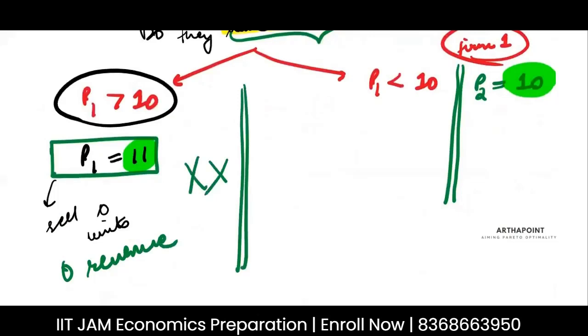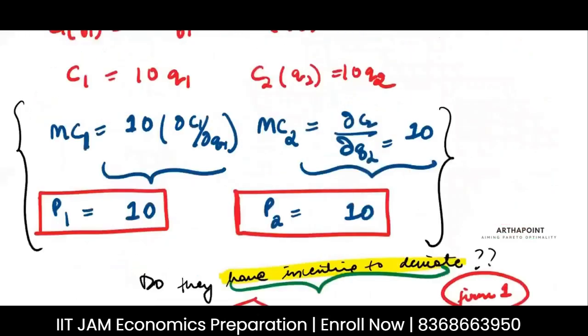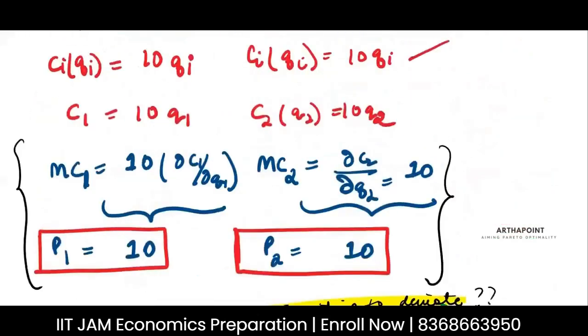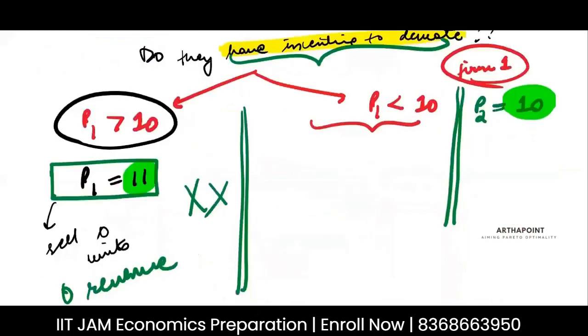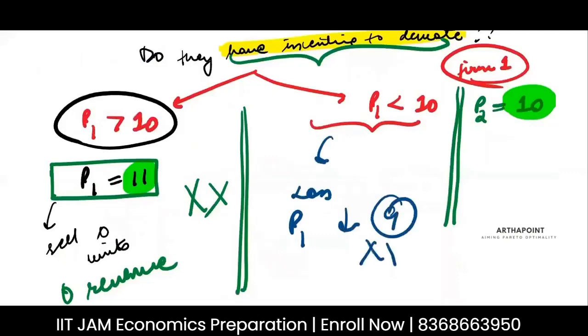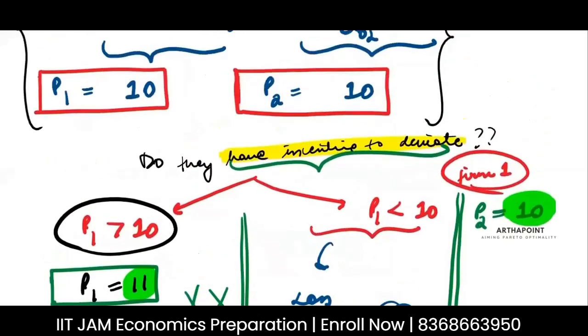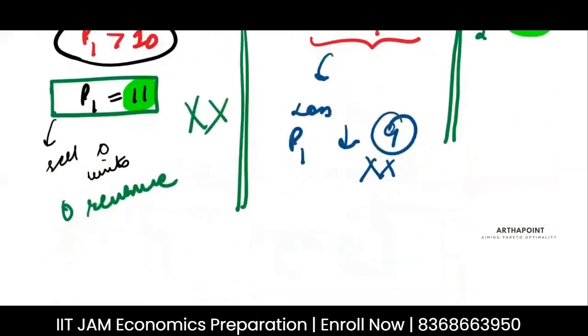What if you lower the price below 10? Well, your marginal cost is 10 rupees per unit. You are incurring 10 rupees for every unit that you produce. You cannot sell lower than 10. You will be in a loss. So you cannot reduce your price to 9. You can't lower it below 10. So firm 1 does not have an incentive to deviate.